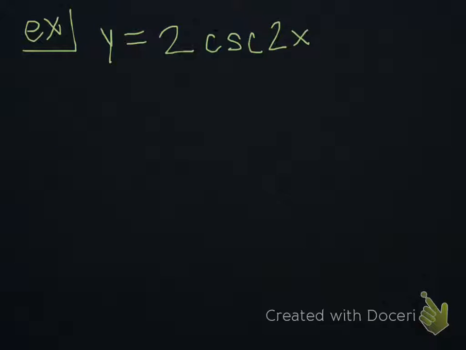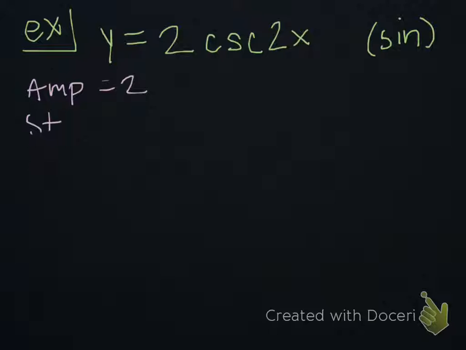So for our first example, we have y equals 2 cosecant of 2x. I want you to recall that cosecant goes with sine. So maybe just make a note to yourself that whatever's true for sine is also true for cosecant. Okay? So we're still going to find our amplitude, period, starting point, all of that. So my amp is 2.